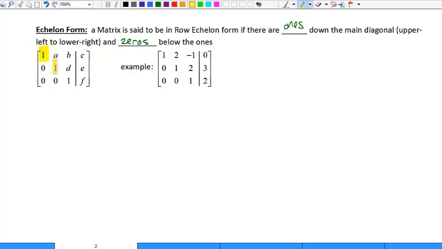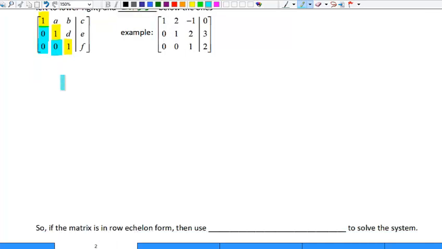We have a 1 down the diagonal, and below those have zeros. That means it's in echelon form. Why is echelon form so helpful? Well, down here at the bottom it says, if the matrix is in row echelon form, then what we could do is use back substitution to solve for the system. Let's take a look at the next example here.